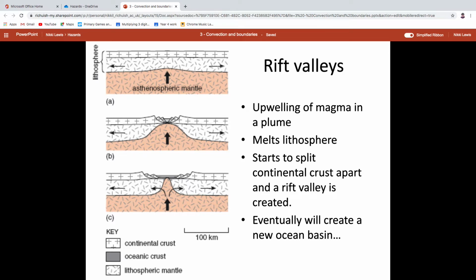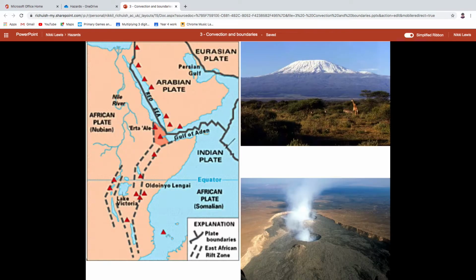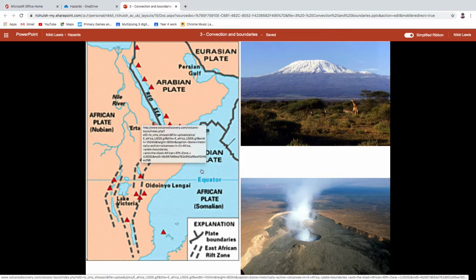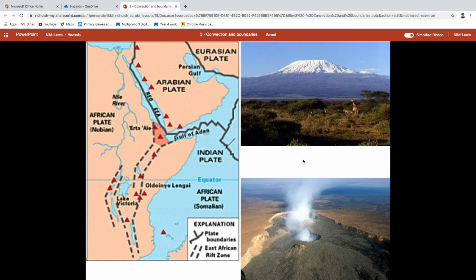So once your two bits of lithosphere have been completely separated, you've got a new ocean basin, and hey presto, it's now a divergent margin under the sea. Weird, huh? And this is happening, ladies and gents, in Africa. So Africa, wait for that to go. Somalia, bits of Ethiopia, etc., are being ripped off the rest of the continent of Africa.